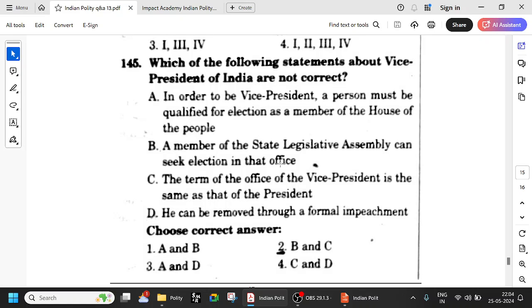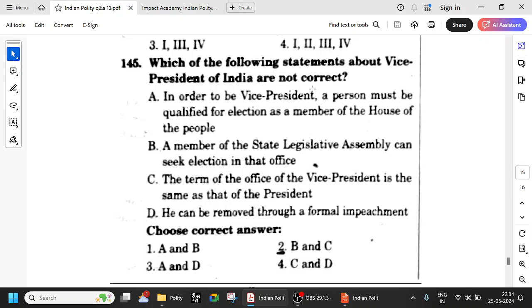Okay, so basically I think B and C are correct, right? A and D are wrong. He can be removed through a formal impeachment. The impeachment procedure is not there for the Vice President. And in order to be Vice President, he must be qualified as a member of the House of the People, that is Lok Sabha. No, this is wrong. He should be qualified as a member of the Elders, a member of the Rajya Sabha.